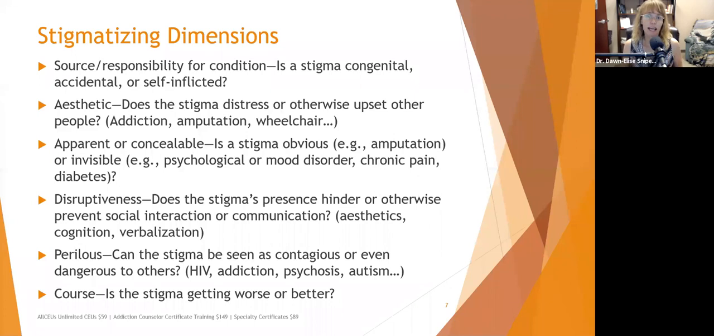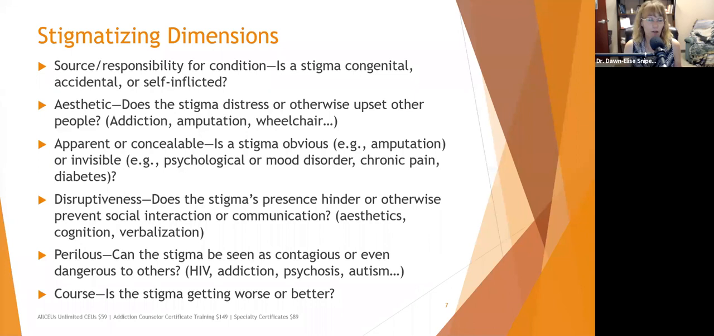But again, the more distracting it is, the more apparent it is, the more likely it is to bring stigma. The disruptiveness of the disability: does it hinder or otherwise prevent social interaction or communication? This can be because of aesthetics, like we talked about earlier. It can be because of cognition. If the person is not cognitively able to function as they used to, it could be disruptive and stigmatizing.